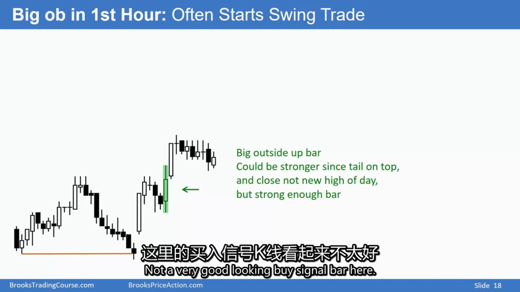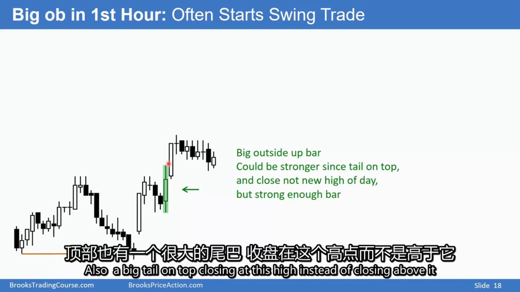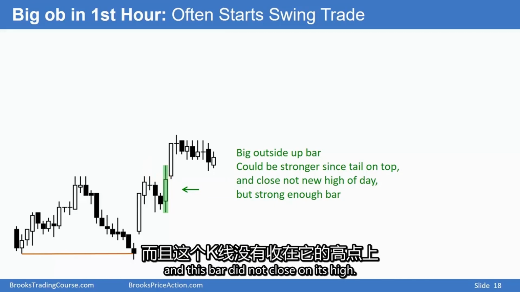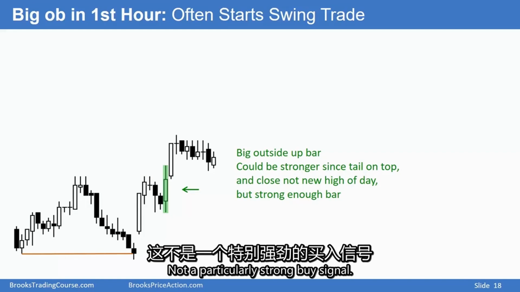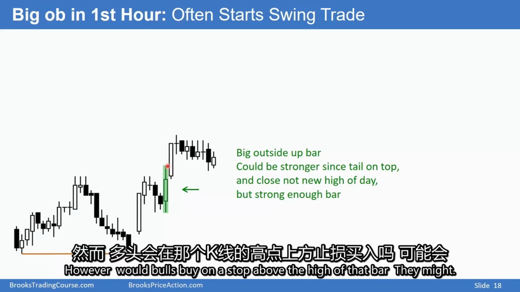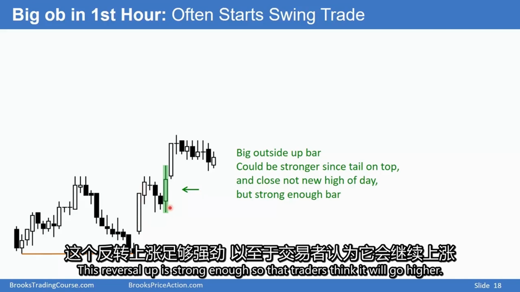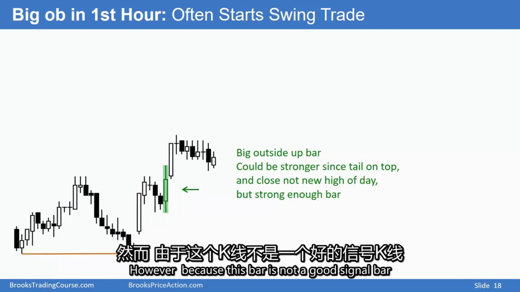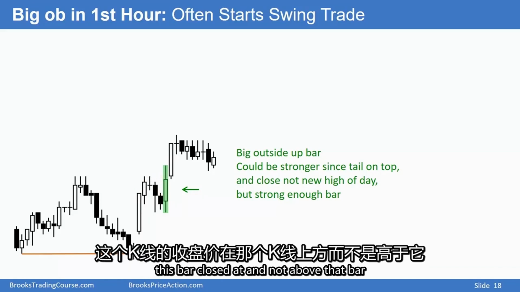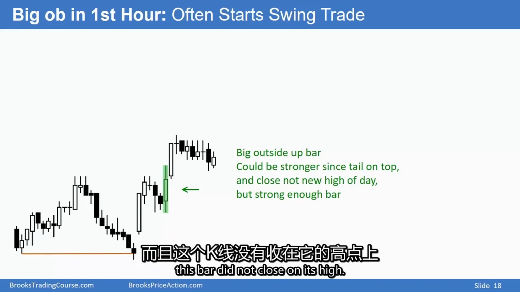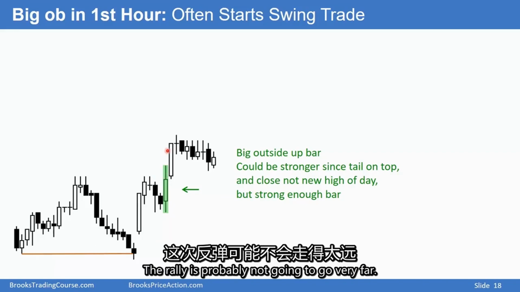Not a very good looking buy signal bar here. Also a big tail on top, closing at this high instead of closing above it. And this bar did not close on its high. Not a particularly strong buy signal. However, would bulls buy on a stop above the high of that bar? They might. This reversal up is strong enough so that traders think it will go higher. However, because this bar is not a good signal bar, this bar closed at and not above that bar. This bar did not close on its high. The rally is probably not going to go very far.